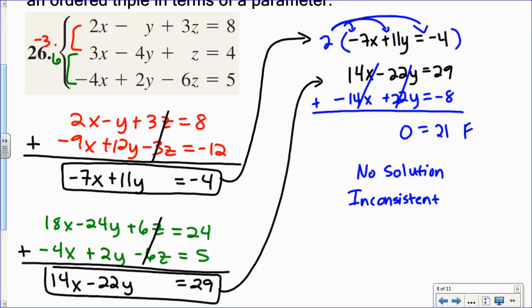Anywhere that happens, that the variables cancel and you get a false statement, you can stop and say no solution. Sometimes it could have happened here, or here. All 3 may be eliminated and you got a false statement, then you could stop there and say no solution. So at any point in your problem, when you solve and it's false, you can say no solution. Okay? Questions about that one?